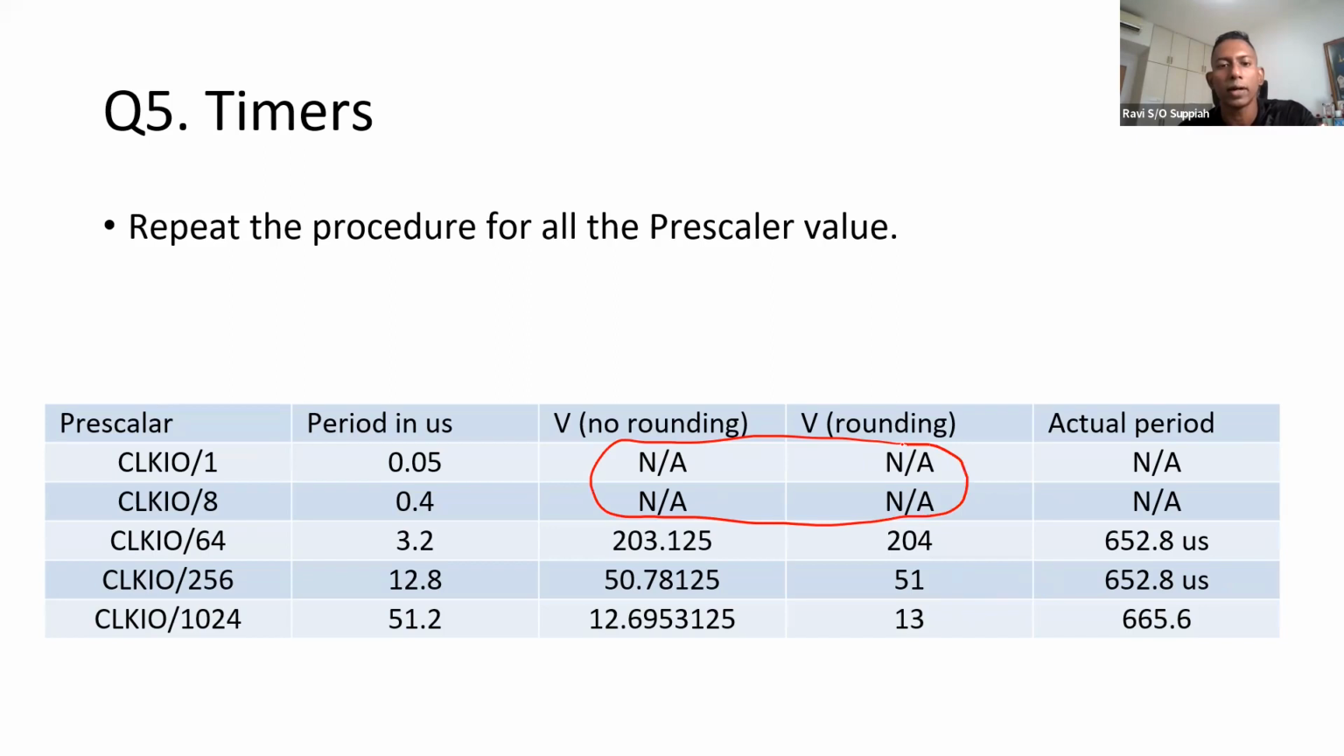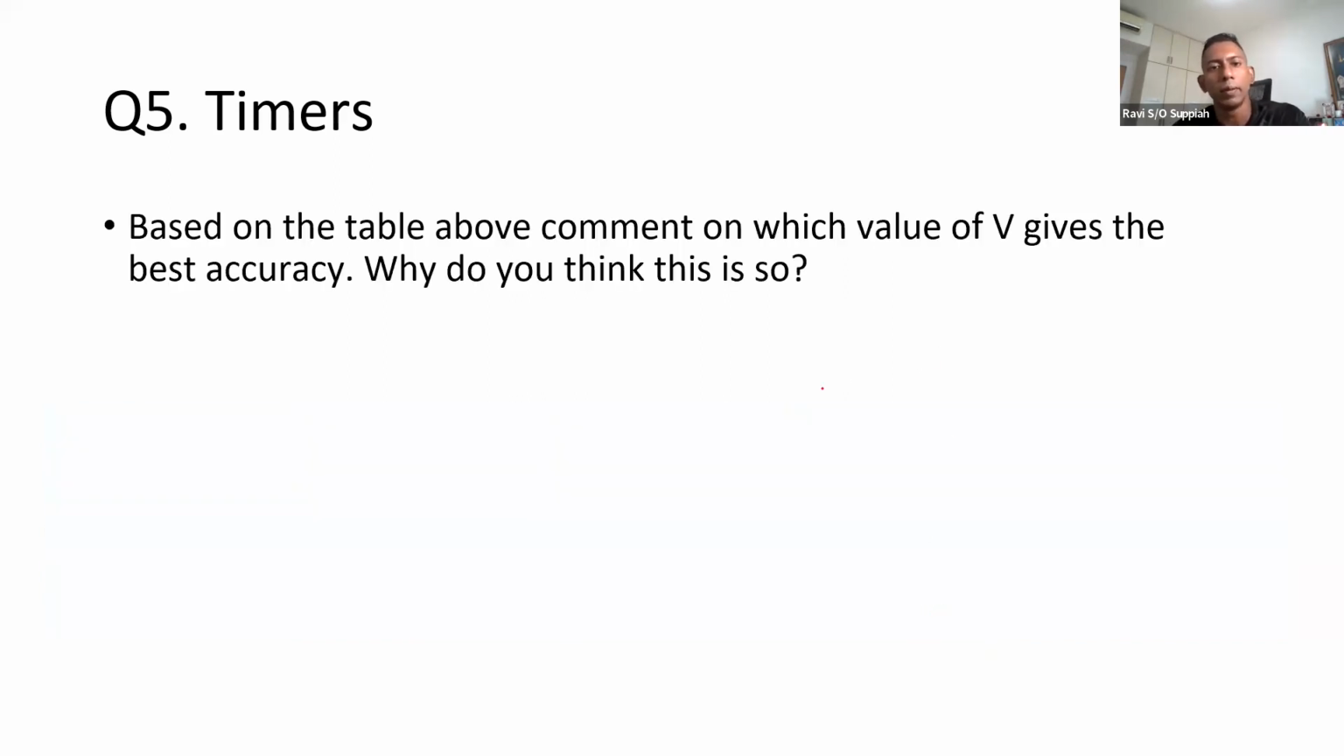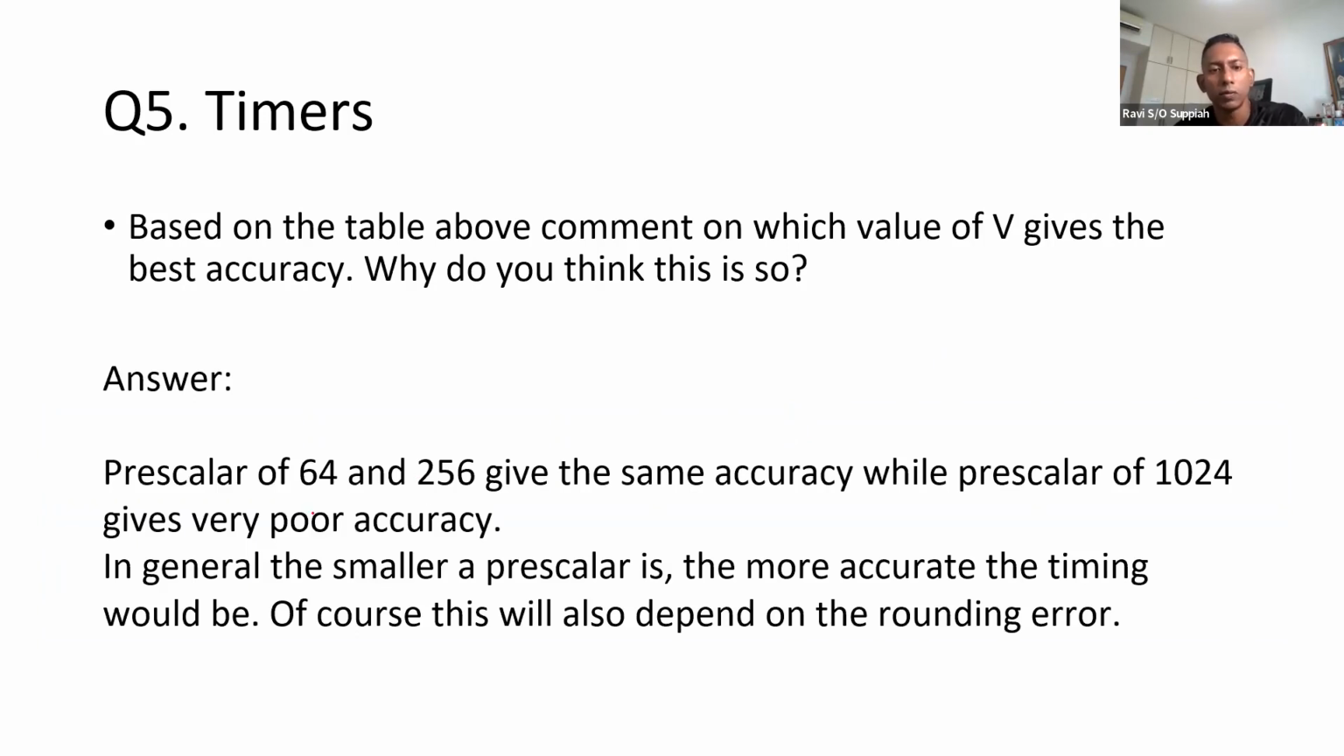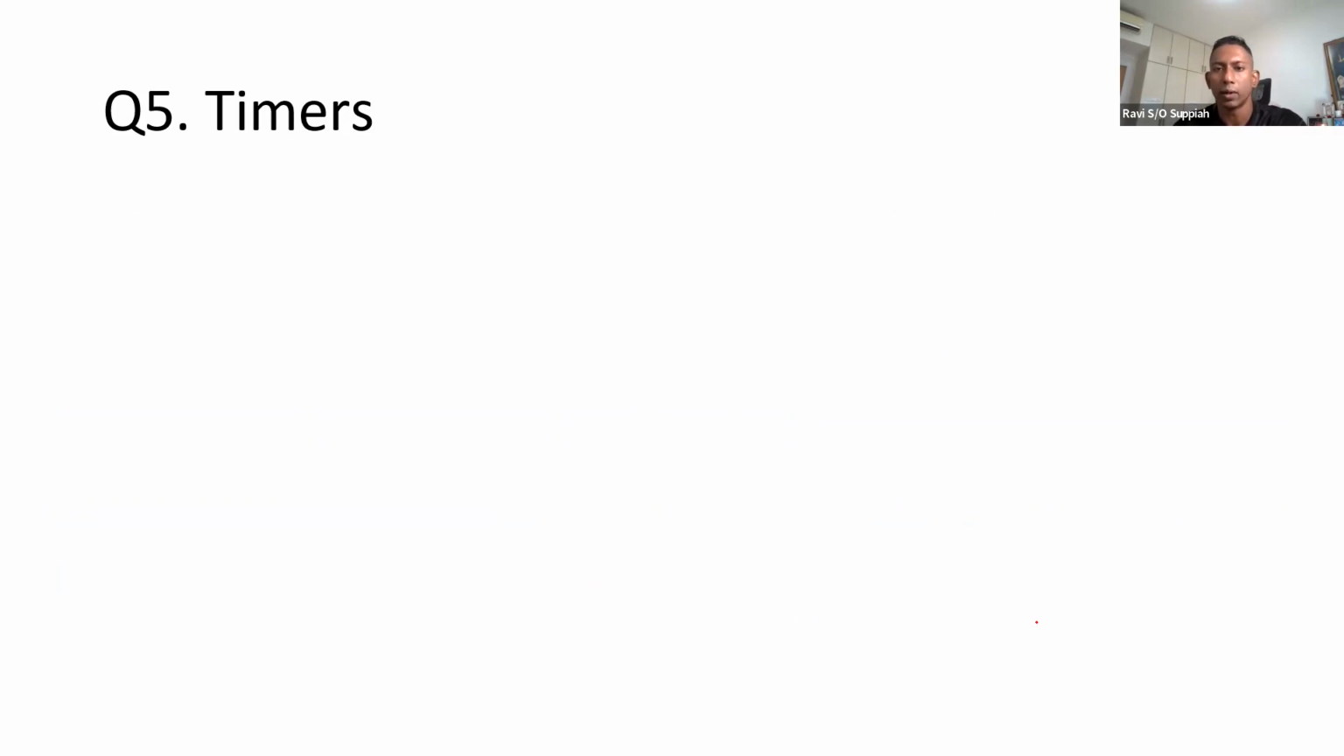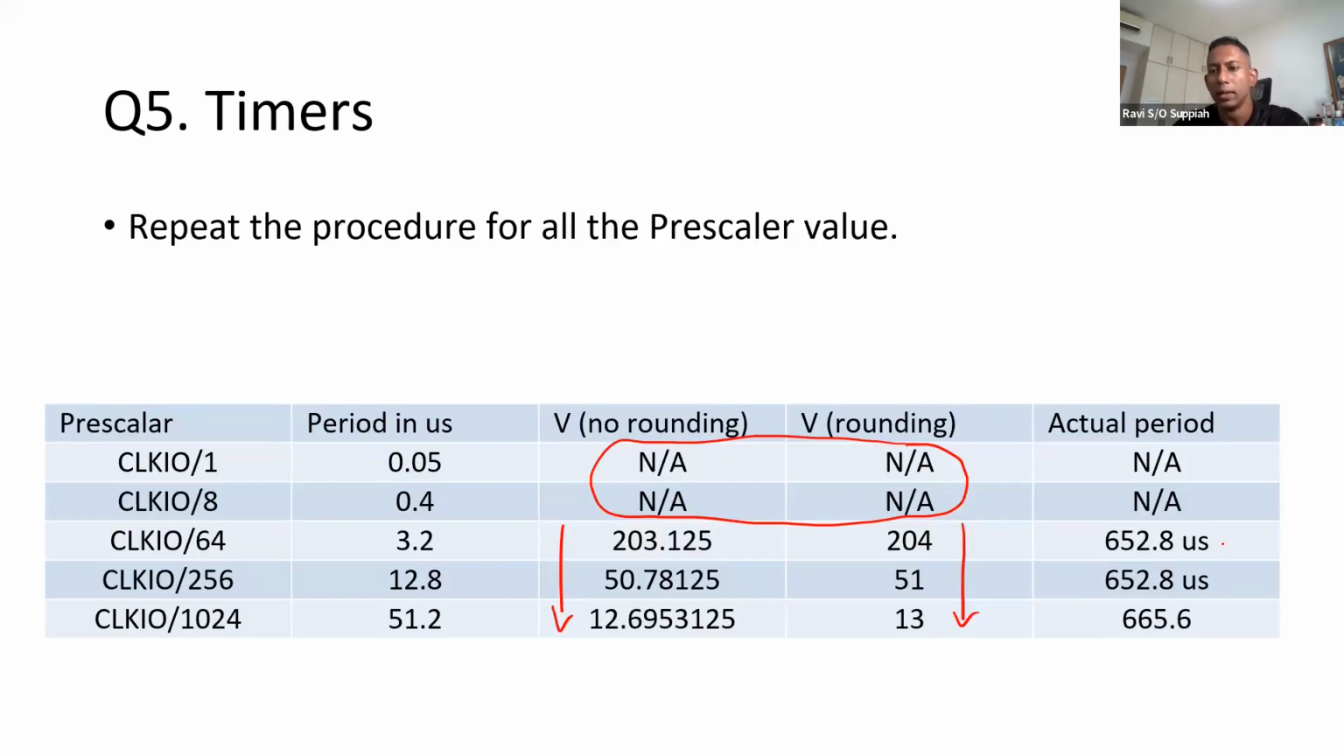Any value bigger than 255 is not practical for our timer 0 or timer 2. So the only 3 options are these. From this you can see which value of V gives the best accuracy. Both 64 and 256 give the same accuracy, while 1024 gives very poor accuracy. The smaller prescaler value always gives a more accurate timing. We also need to look at the rounding error. In this case, both of them give us the same actual period, so both should be fine in this particular use case.